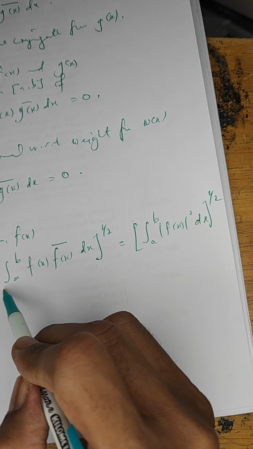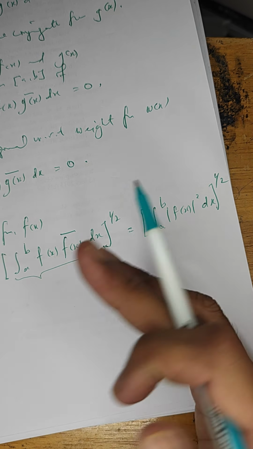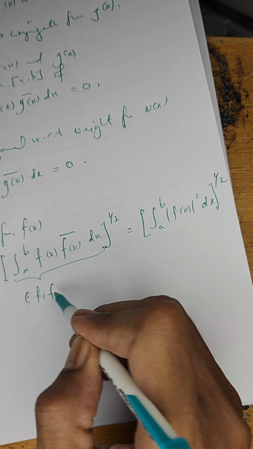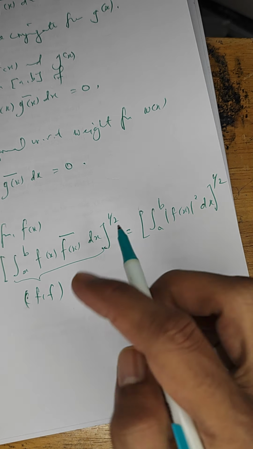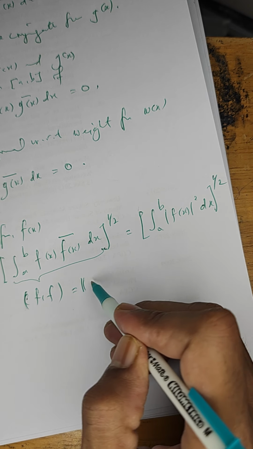If you recognize this, this is actually the inner product of the function by itself. So the inner product of the function with itself gives us the square of the norm, ||f|| squared, equal to the inner product of f with f.